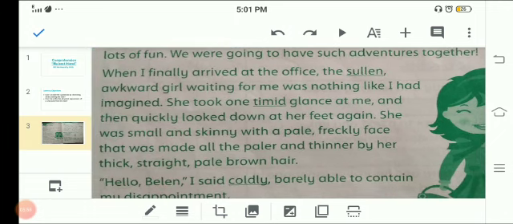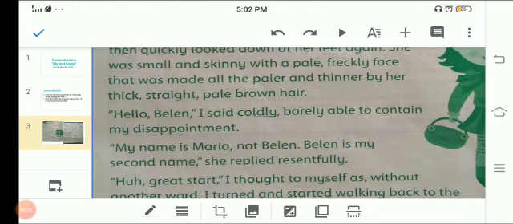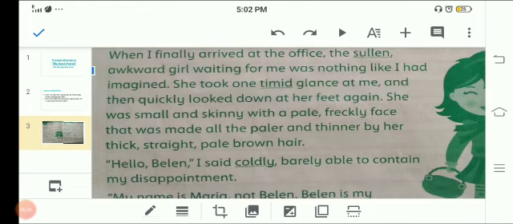She took one timid glance at me. Timid means, again, a very shy look, having no confidence in herself. So she took one timid glance at me, meaning at the narrator, as the narrator is telling us the story. She is saying that the girl looked at me in shyness, okay, and then quickly looked down at her feet again. She was small, skinny, and pale. She was small and skinny with a pale, freckly face that was made all the paler and thinner by her thick, straight, pale brown hair.